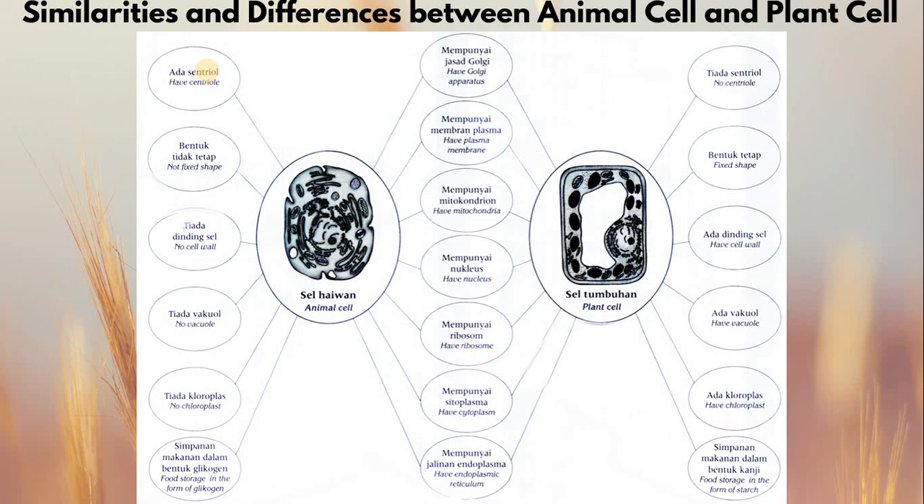Make sure you can analyze all the components of animal and plant cells and also memorize at least one function of each component, and then make sure you can compare and contrast the components of animal and plant cells.